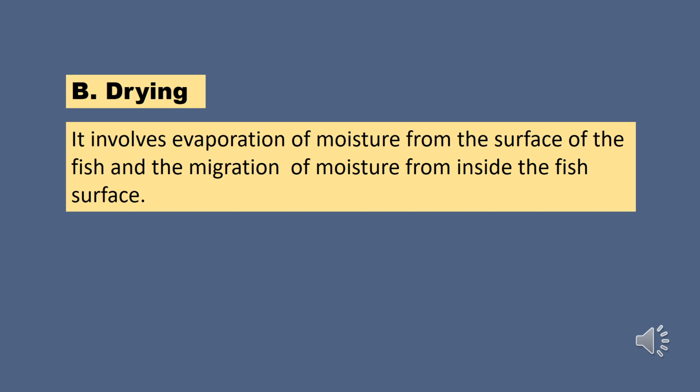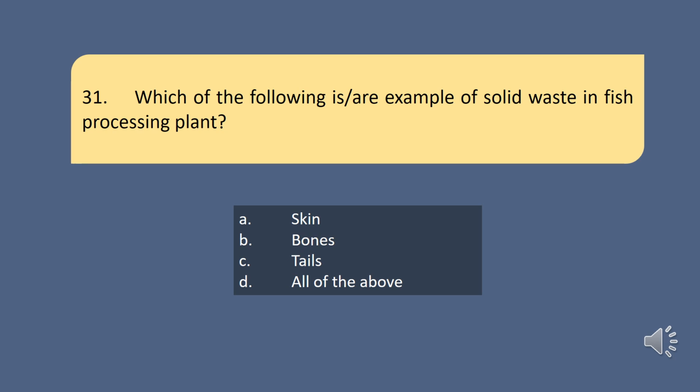Drying. It involves evaporation of moisture from the surface of the fish and the migration of moisture from inside the fish to the surface. 31. Which of the following are examples of solid waste in a fish processing plant? A. Skin. B. Bones. C. Tails. D. All of the above.